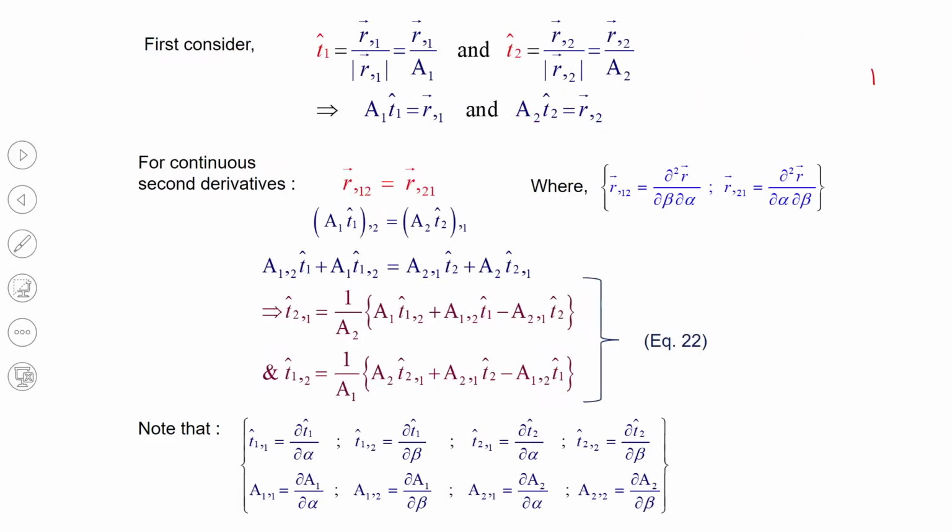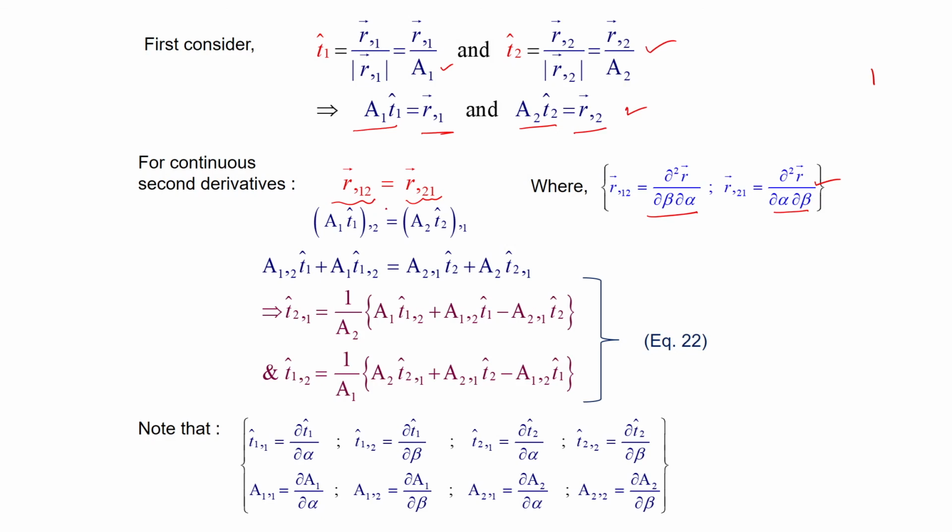First, we will consider that T1 is this, as we have already defined, r comma 2 and A2. Now A1 T1 is r comma 1, and A2 T2 is r comma 2. So we can say that r comma 12 equals r comma 21, which is basically the mixed derivative of the position vector with respect to alpha and beta. If you change the order, it does not matter.